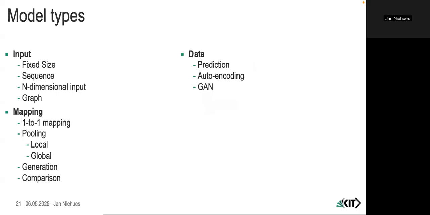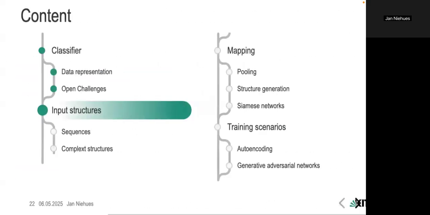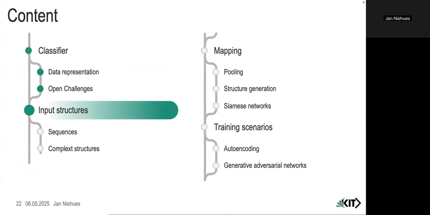And then, at the final part, we will look into data. The standard thing is supervised learning, a prediction, but sometimes you won't have exactly this data or a training scenario, and there we'll look at autoencoding and GAN style things in order to have different setups of how you use your data. But let's start with the input structure.